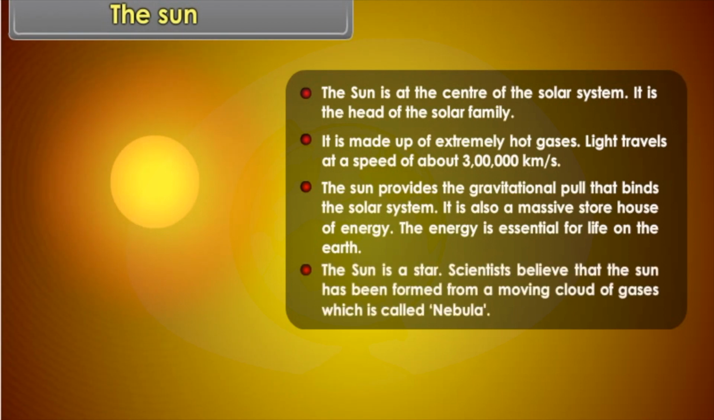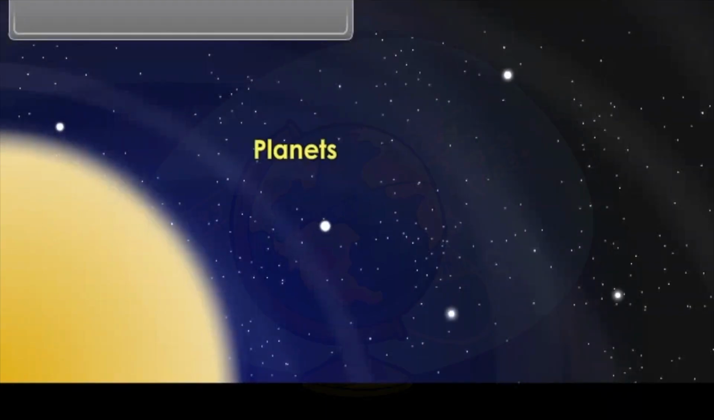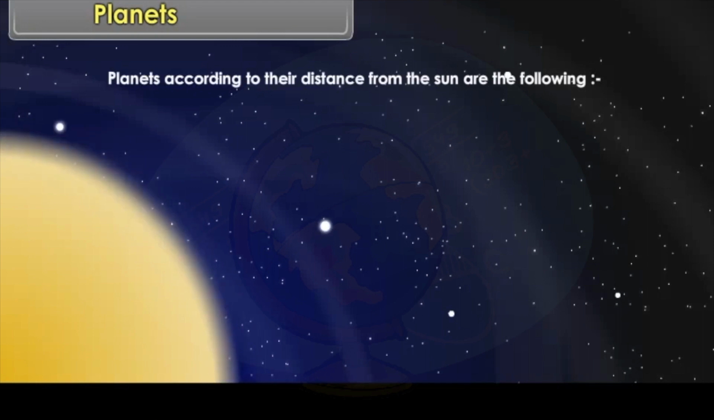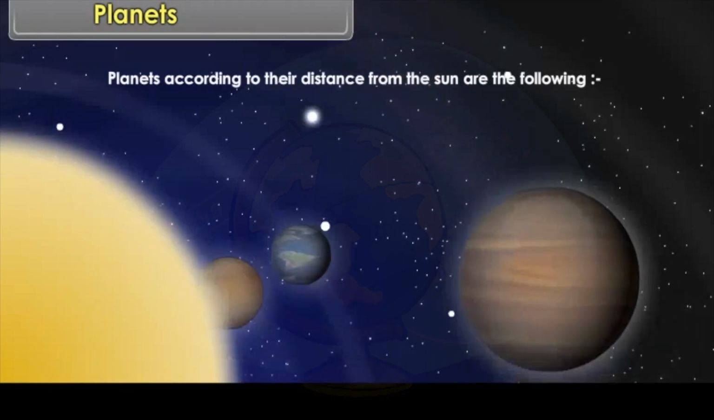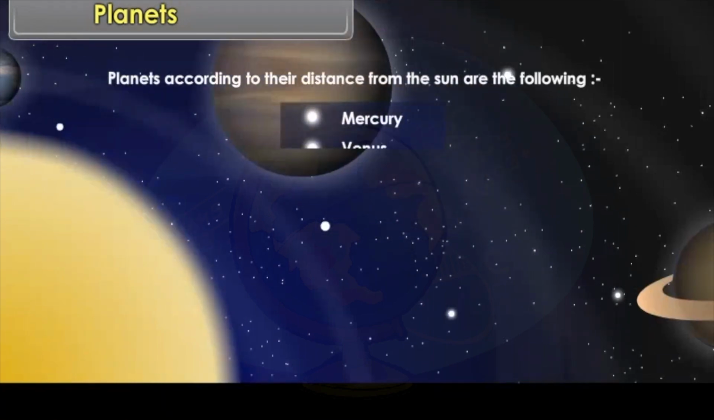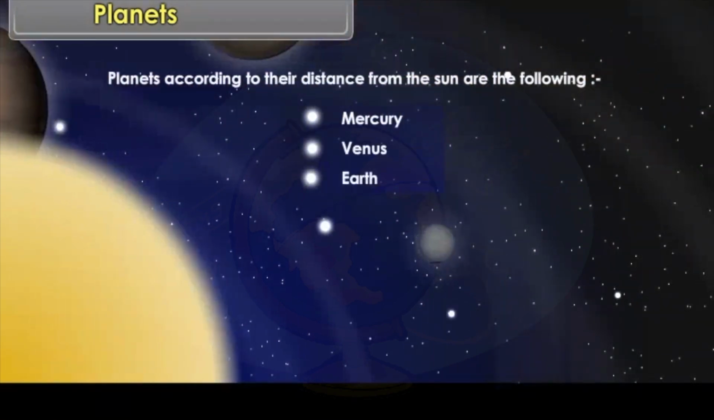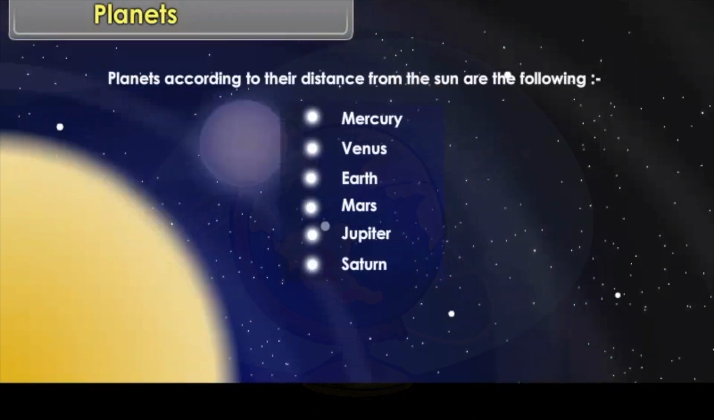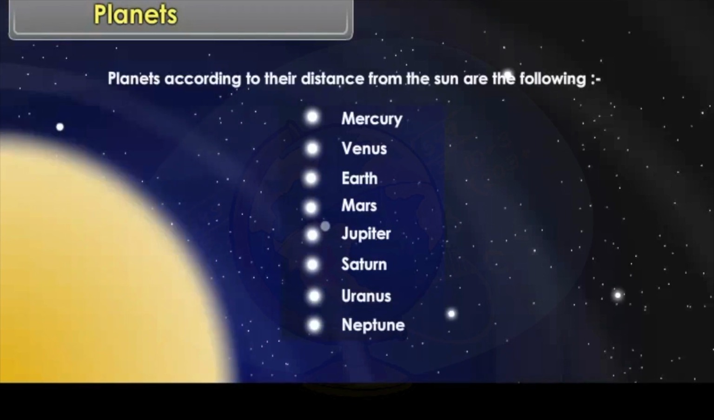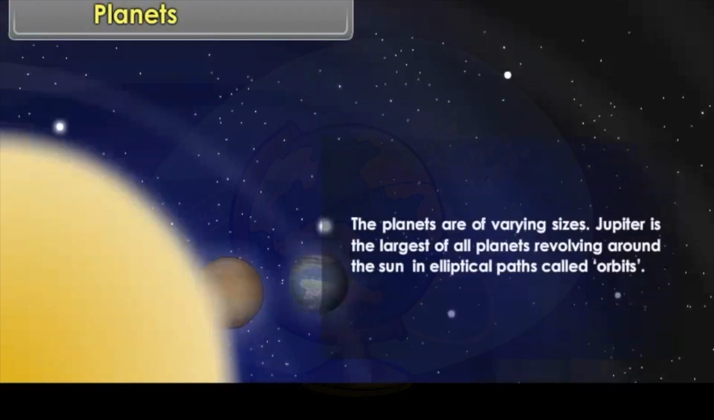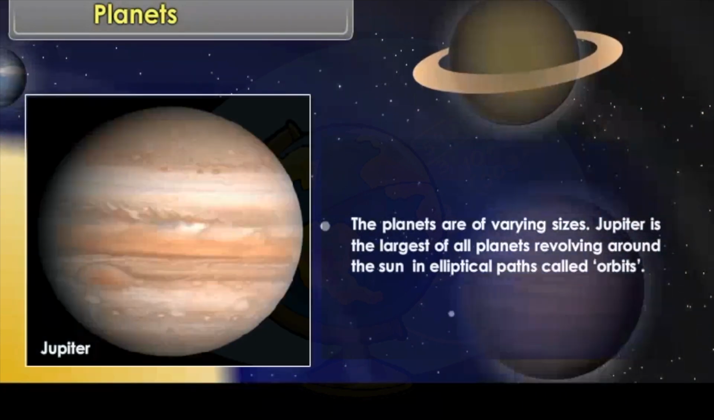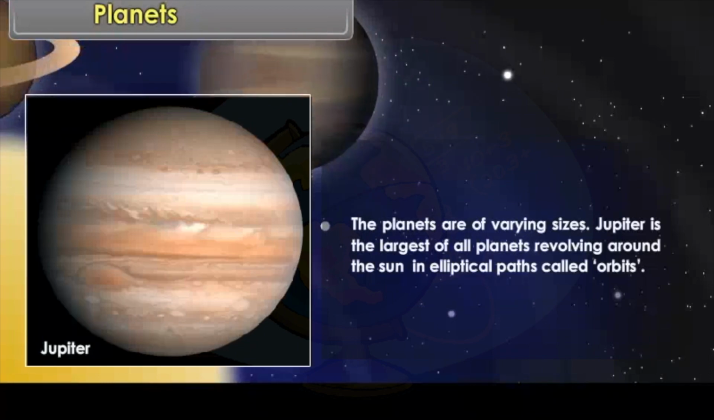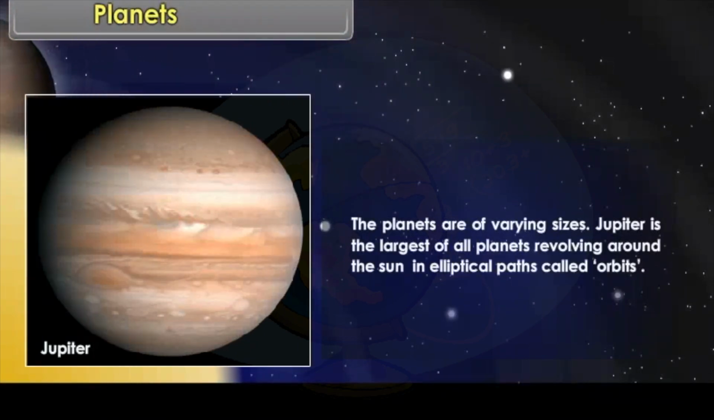Scientists believe that the Sun has been formed from a moving cloud of gases, which is called nebula. Planets. Planets, according to their distance from the Sun, are the following: Mercury, Venus, Earth, Mars, Jupiter, Saturn, Uranus, Neptune. The planets are of varying sizes. Jupiter is the largest of all planets revolving around the Sun in elliptical paths called orbits.